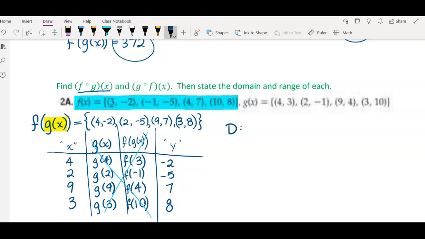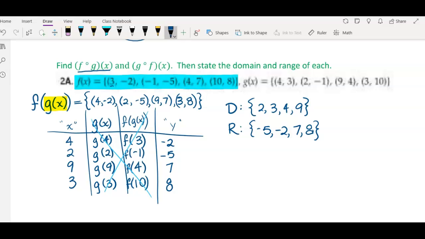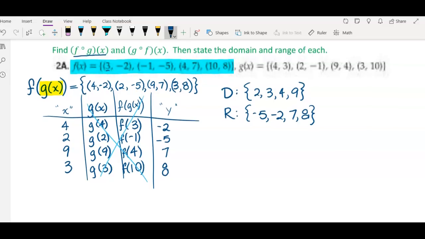If it wants to know the domain, that's just going to be all the x values, which in our case would be, I like to put them in order, so 2, 3, 4, and 9. And the range would be negative 5, negative 2, 7, 8 from least to greatest. So that's how we find f of g of x. I really think putting it into a little table like this will help. Starting with what's on the inside, grabbing the x values from that same function, writing your answers here, and then composing them with f to get your answer.